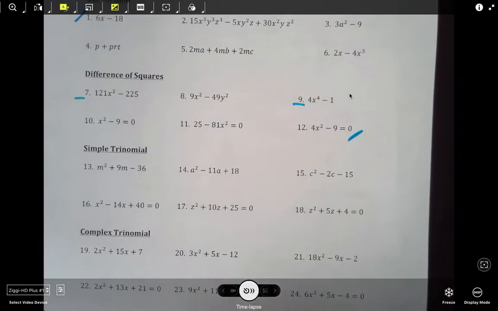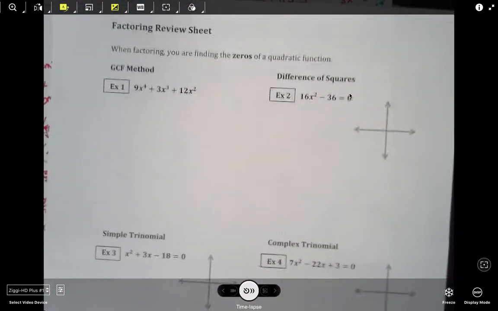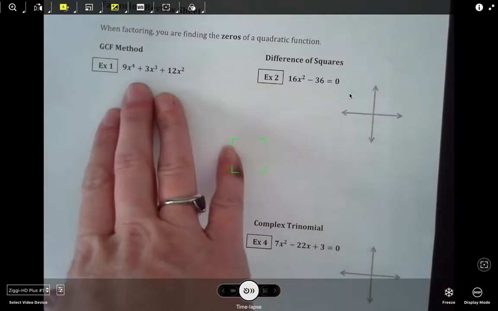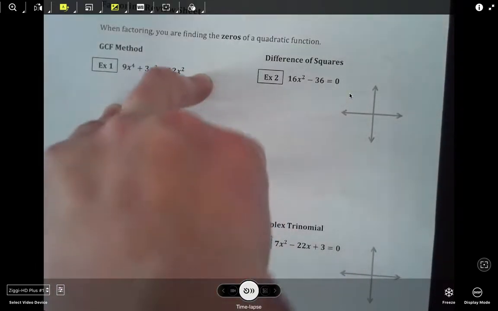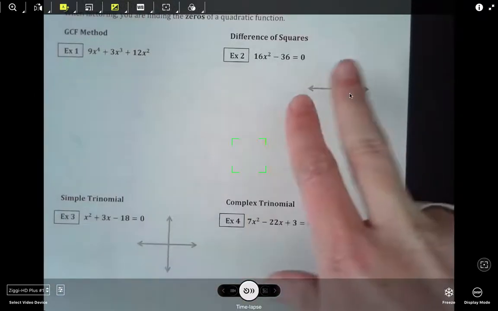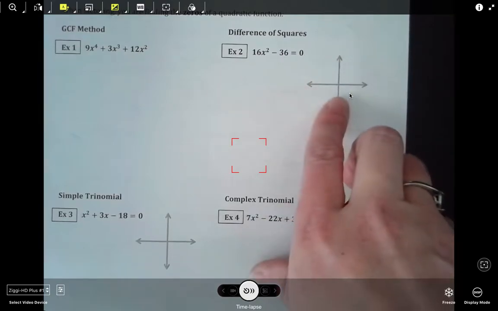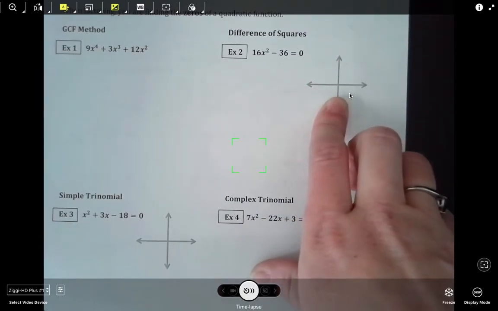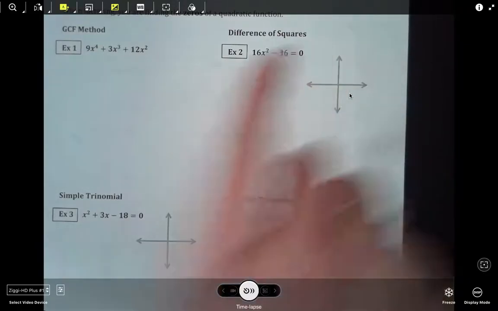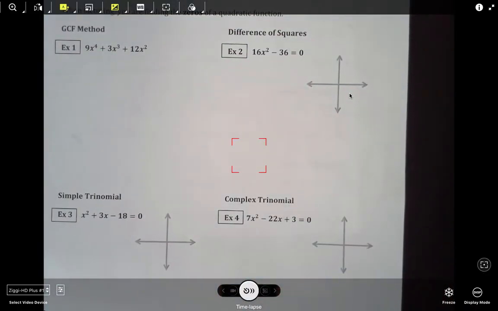Okay? Now, if you flip over to the back side, you need to do number 1 and number 2 on the back side as well. Notice number 1 is the greatest common factor not equal to 0, so you do not need to solve for x. Example 2, though, you do, and you need to graph it. So it's going to be a parabola, and your solution is going to be where it crosses the x-axis. Make sense? Any questions? All right, I'm stopping the video.